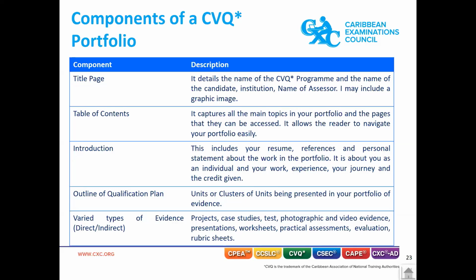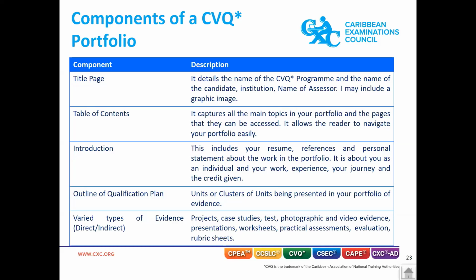But the qualification plan, which is the first sheet of paper before you go into the competency standards, when the assessor shows you the competency standards, that details the list, a summary sheet of the core or mandatory units and the electives. You can use that in your portfolio as well.